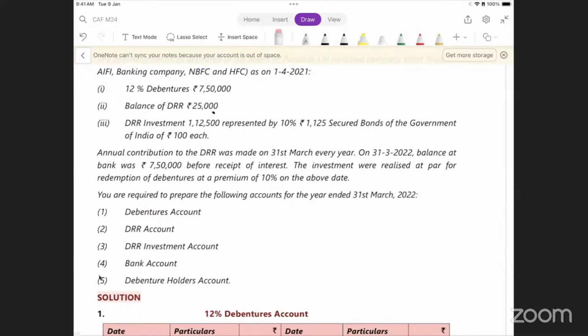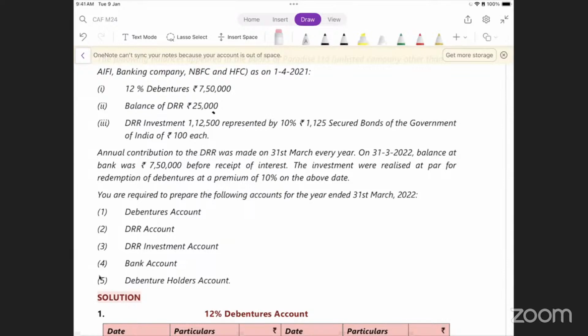Okay. Let's calculate to see if DRR is enough, if DRR investment is enough. DRR required is 10%, DRR investment required is 15%. So 7,50,000 into 10%, 75,000. DRR is not enough. They have made only 25,000. So I must create 50,000 DRR. DRR investment must be 15%, 1,12,500 is required. DRR investment is 1,12,500 represented by 10% bonds. So the DRR investment is fine.